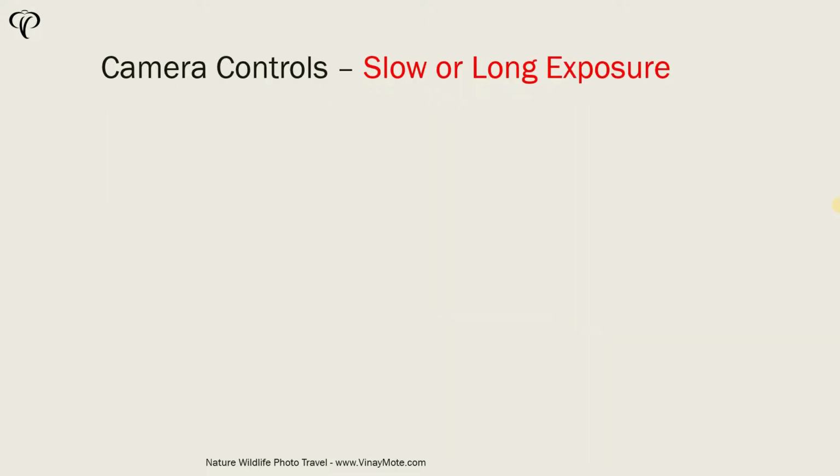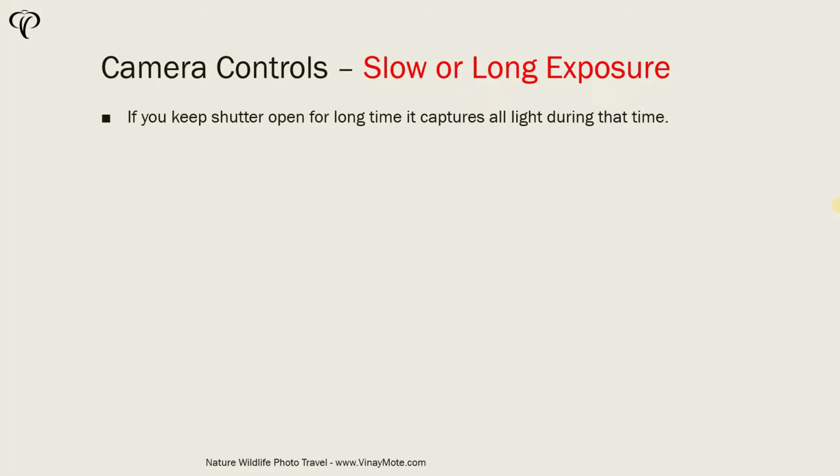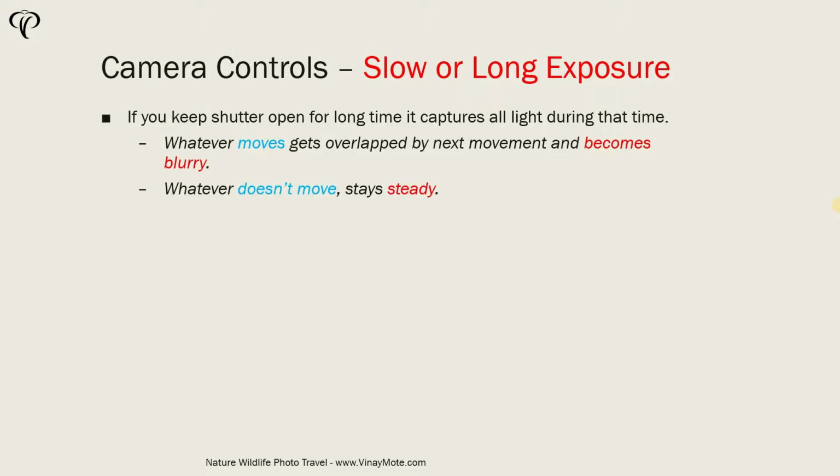When we keep the shutter open for a long duration, we call it slow shutter speed or long exposure. Whenever you keep the shutter open for a long time, it captures all the light during that time. Whatever moves gets overlapped by the next movement and becomes blurry, and whatever doesn't move stays steady as it is. This is a really important concept, and it can be used creatively.